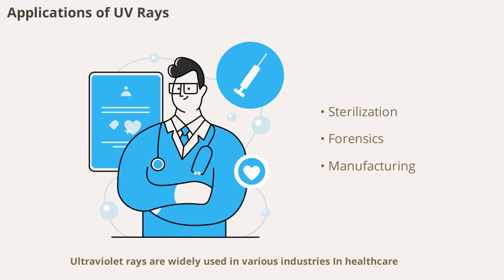Ultraviolet rays are widely used in various industries. In healthcare, UV lamps sterilize medical equipment and purify water. In forensic science, UV light reveals hidden substances and fingerprints. UV rays are also used in curing inks and resins in manufacturing. Their ability to kill bacteria and viruses makes them invaluable in maintaining hygiene and safety.